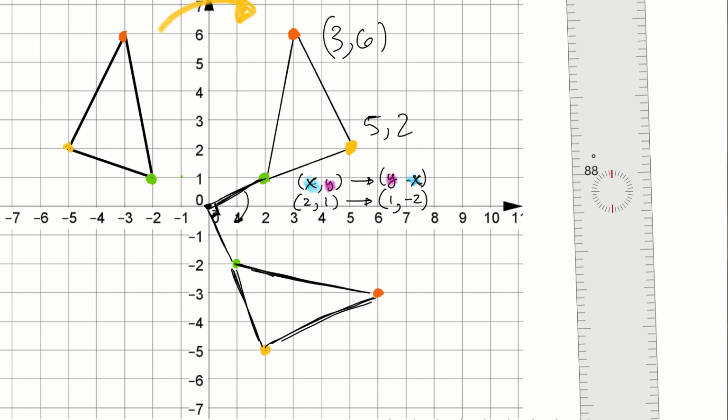So this is my resulting triangle after I rotate 90 degrees around the origin.